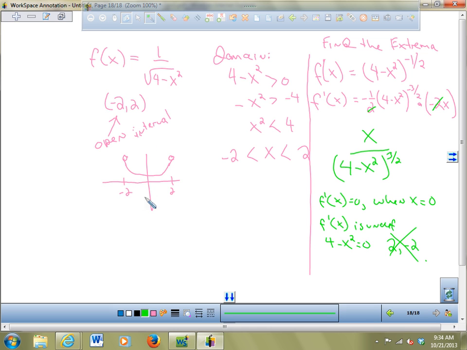Now, if I had something like they define the interval from -1 to 1, closed interval, like that, then this point and this point would represent absolute minimums and maximums. Do you understand that? Okay? So if they said on the closed interval from -1 to 1, find out the extrema, then I would have two maximums at those values.